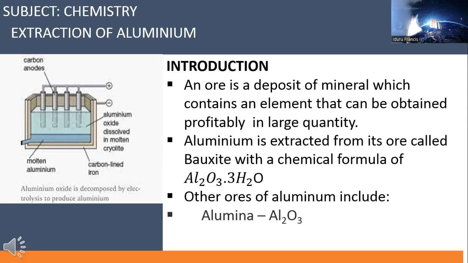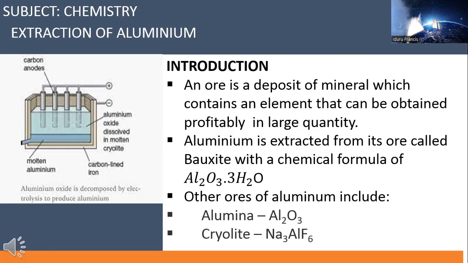Another ore of aluminum that is worthy of note and very important for this class is known as cryolite. Cryolite is a soft ore. It's not as hard as bauxite or alumina. The formula of cryolite is Na3Al(F6). Cryolite has a number of functions, but later in the course of this class, I will highlight the function of cryolite.